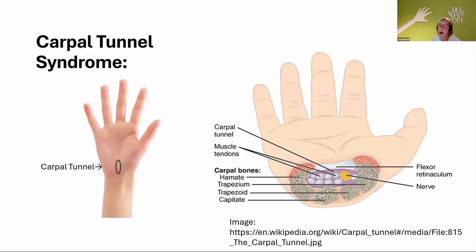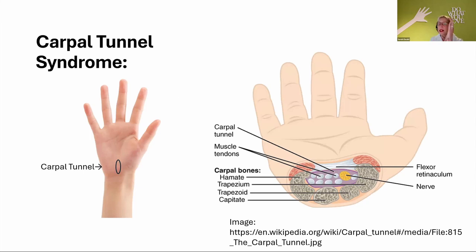So carpal tunnel, if you take a look here at the image on your left, I've just put up a standard hand here. Your carpal tunnel is right here, kind of in the middle of your hand, proximal aspect of your hand, just after your wrist crease there. And here's your thenar eminence. Here is your hypothenar eminence. And here, this oval thing is where the carpal tunnel is.